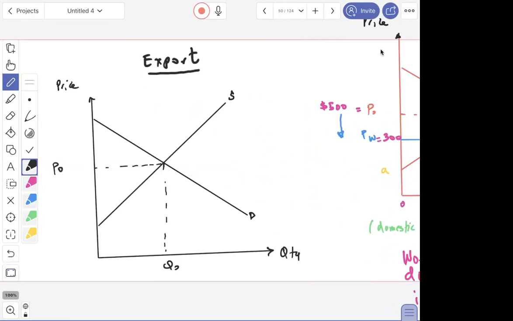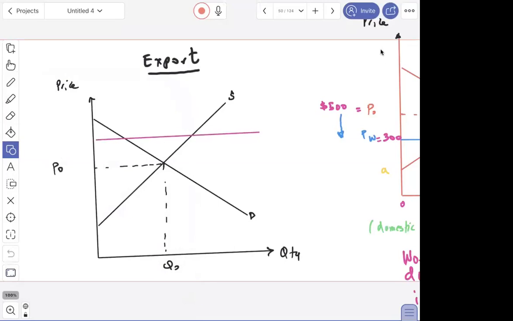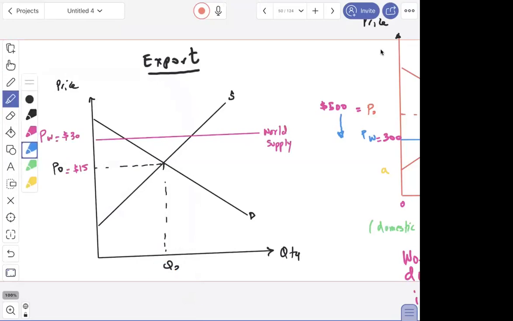Okay, if Pakistan's price is P naught, but what if the world has producers who provide at PW? So let's say this is world supply. The world is supplying it for, let's say, $30, and Pakistan makes it for $15. Now what should Pakistani producers do? Pakistani producers will be like, you know what, I will sell my cotton at PW price.